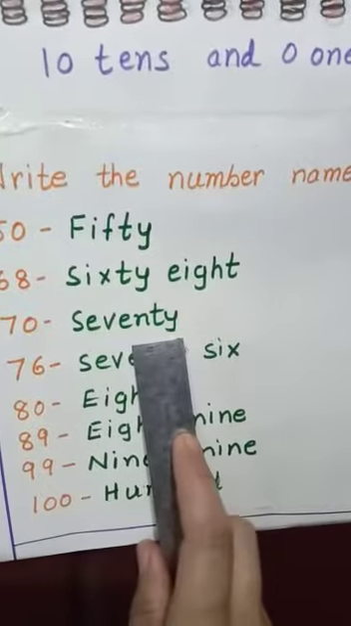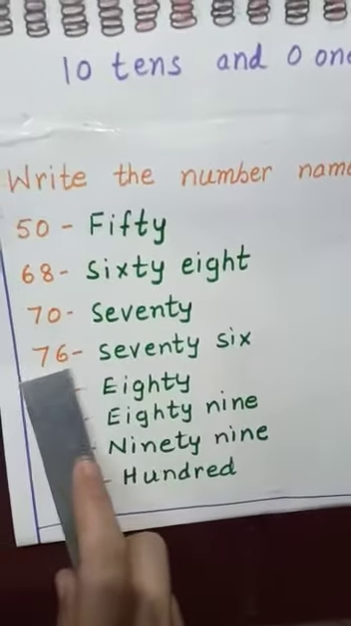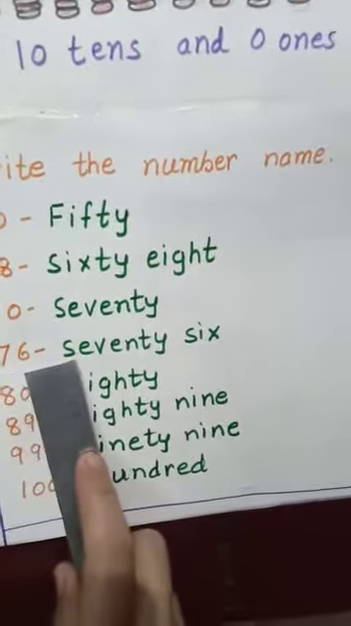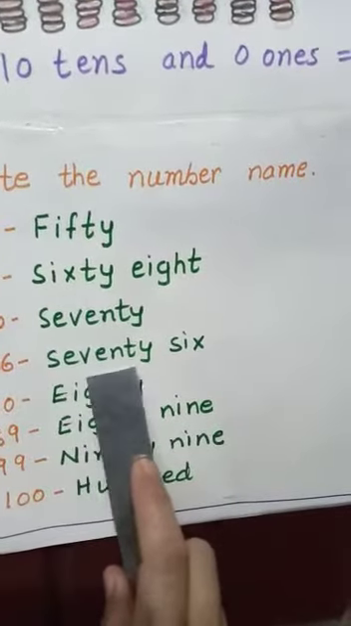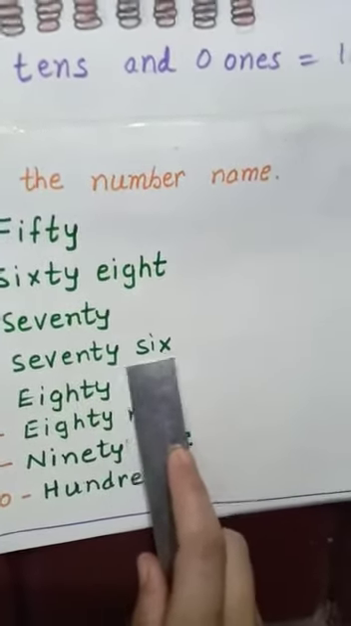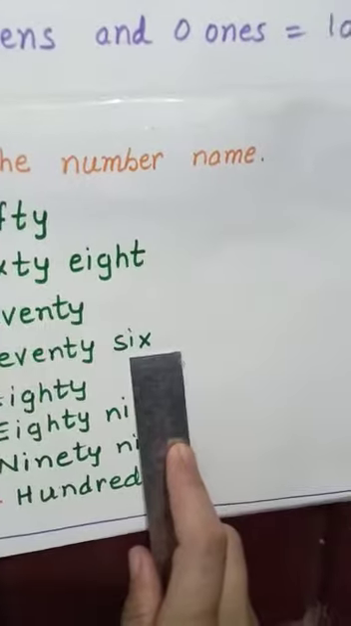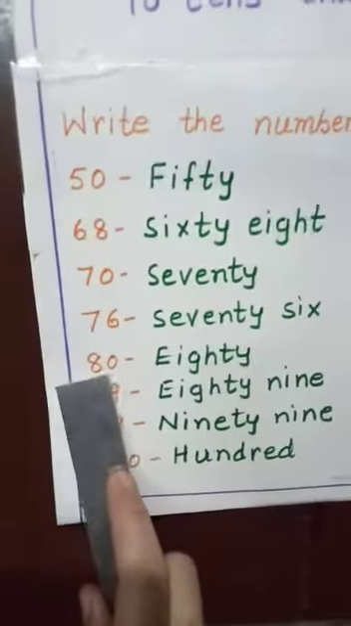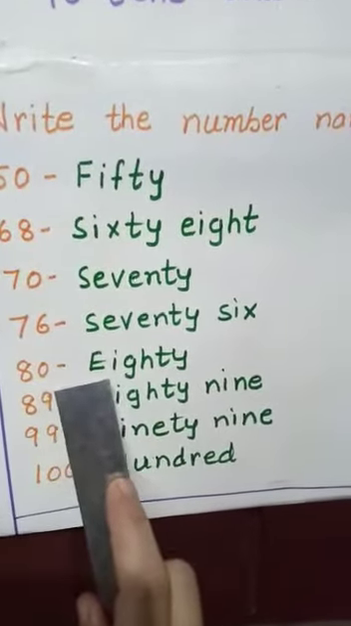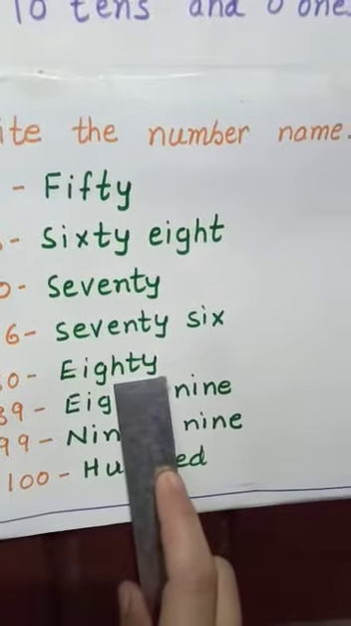70, S-E-V-E-N-T-Y, 70. 76, S-E-V-E-N-T-Y 70, S-I-X 6, 76. 80, E-I-G-H-T-Y, 80.